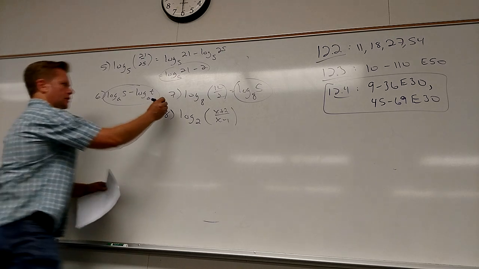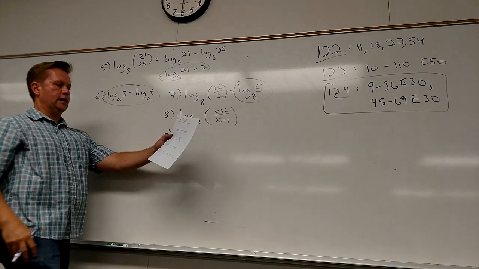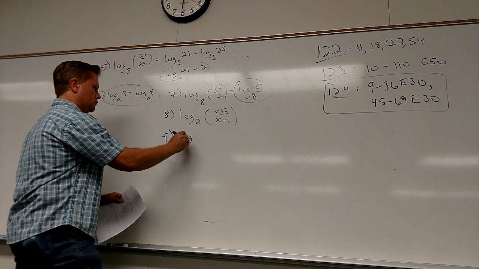All right. And then 9. How do you rewrite 9? Yeah, the 4 comes down. 4 log base 3 of x.